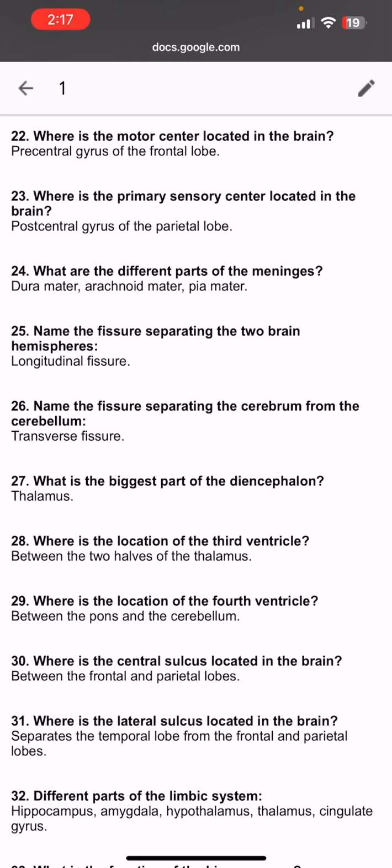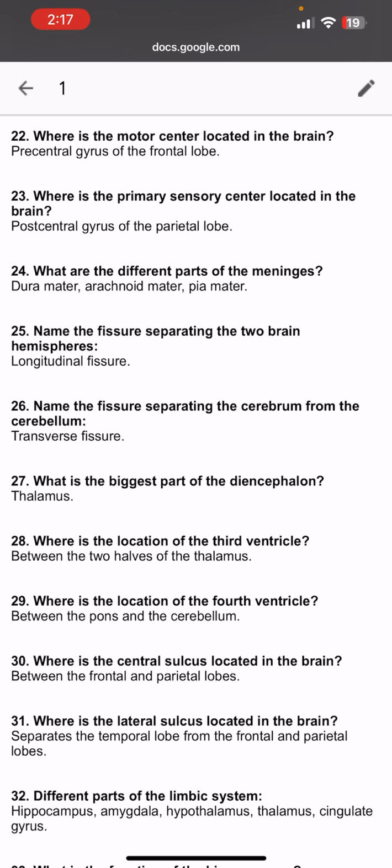What are the different parts of the meninges? Dura mater, arachnoid mater, and pia mater. Name the fissure separating the two brain hemispheres. Longitudinal fissure. Name the fissure separating the cerebrum from the cerebellum. Transverse fissure. What is the biggest part of the diencephalon? Thalamus.